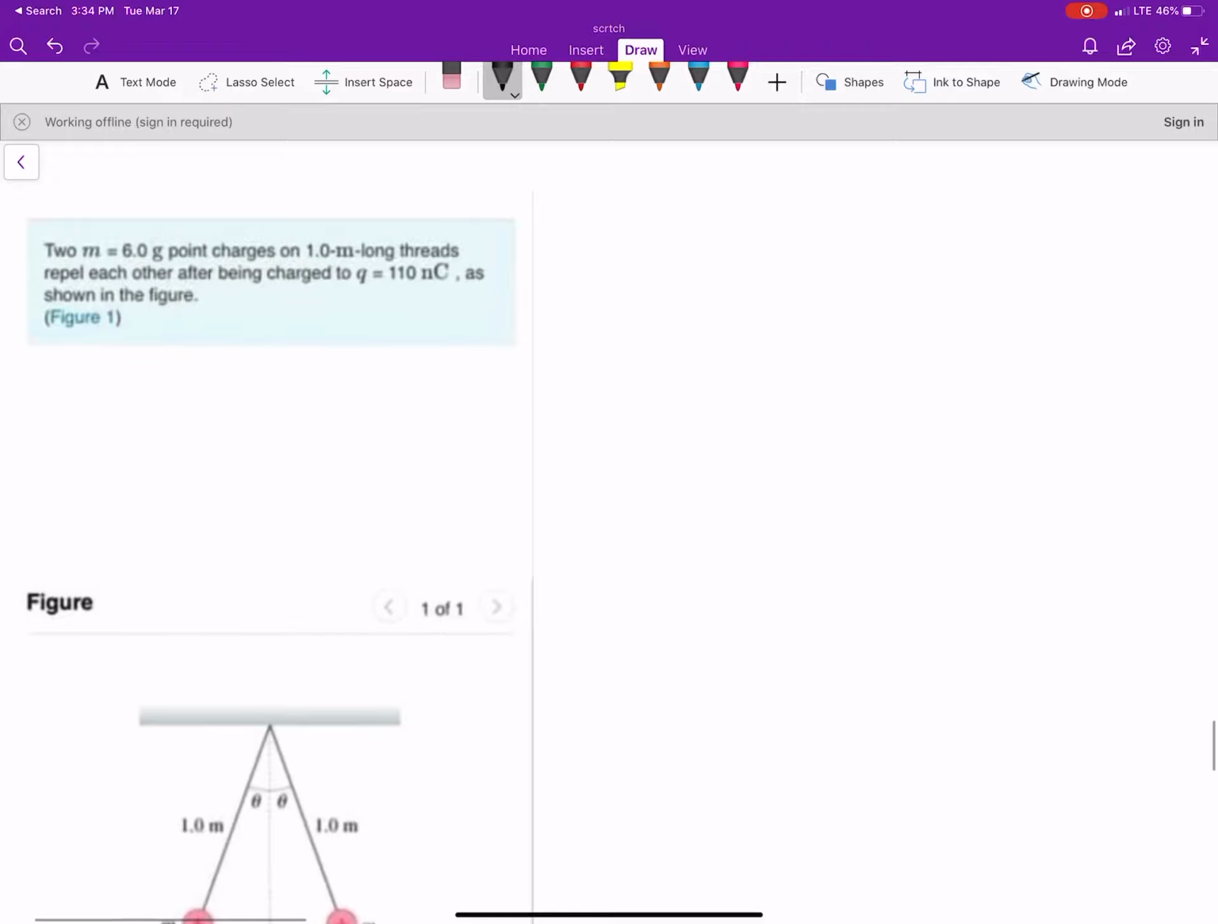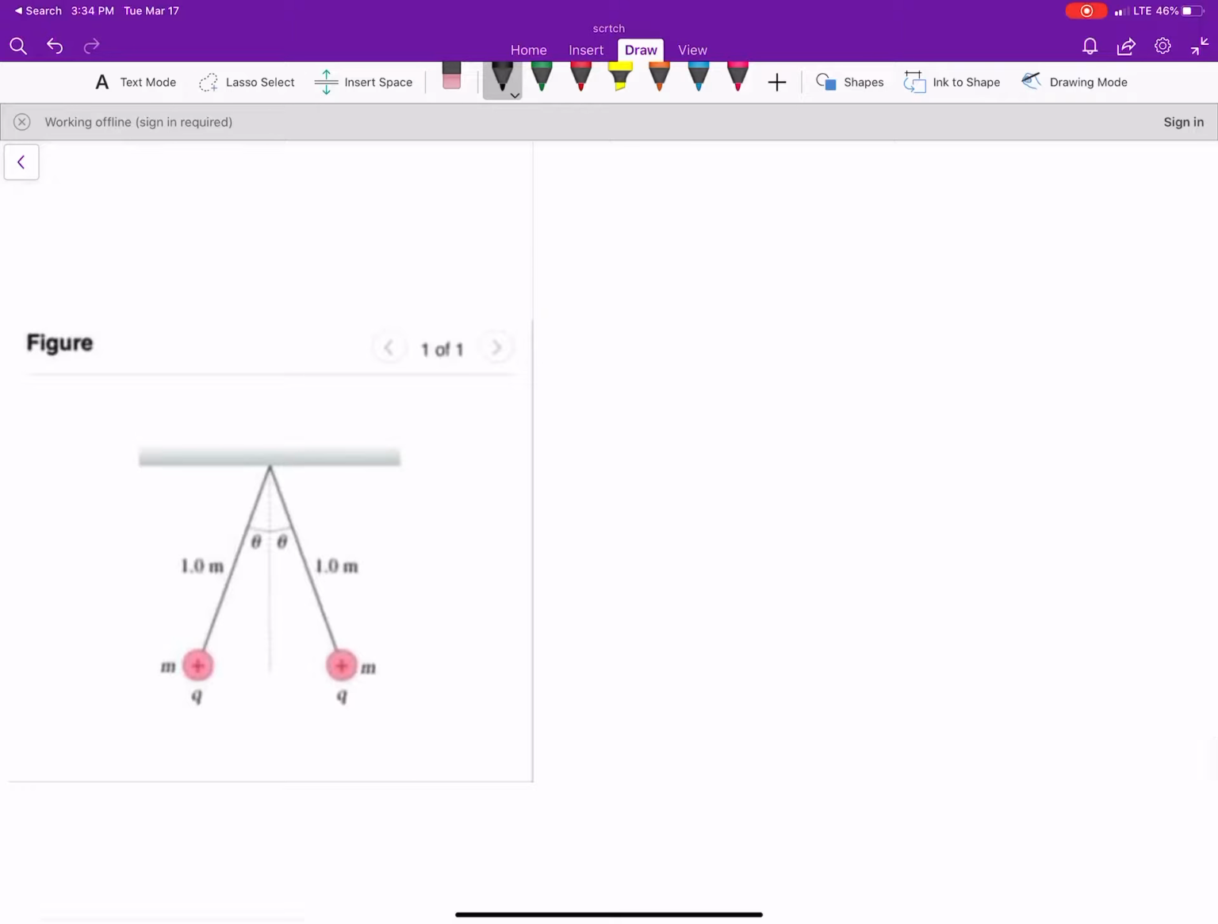It says two masses, m equals 6 g, point charges on a 1 meter long thread repel each other after being charged to Q equals 110 nanocoulombs, as shown in the figure. I didn't have this part saved, but they want us to find theta.